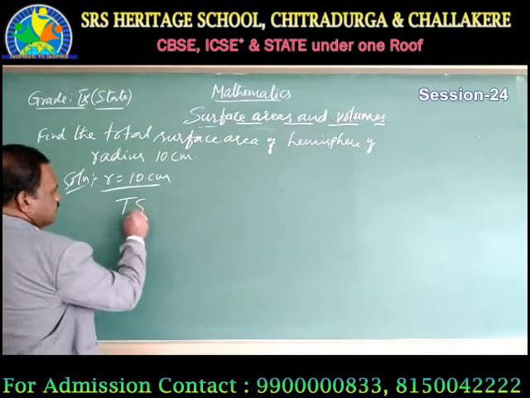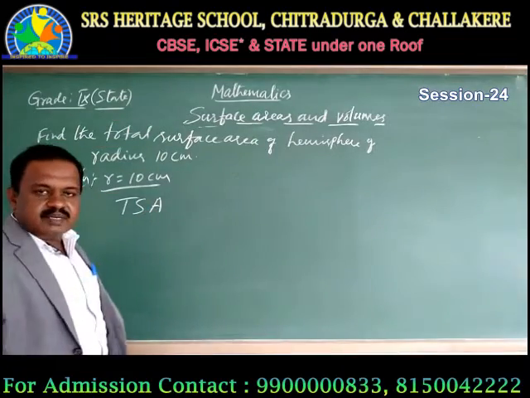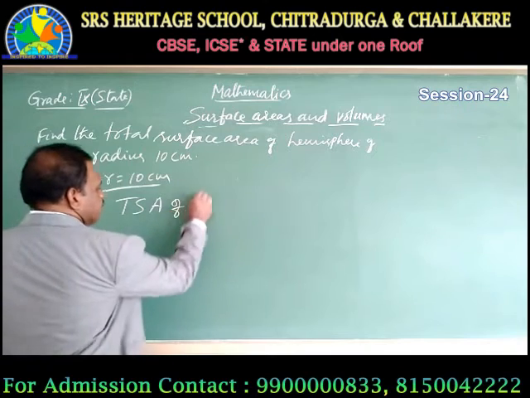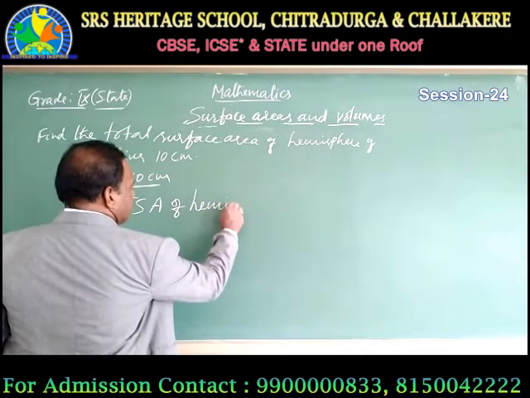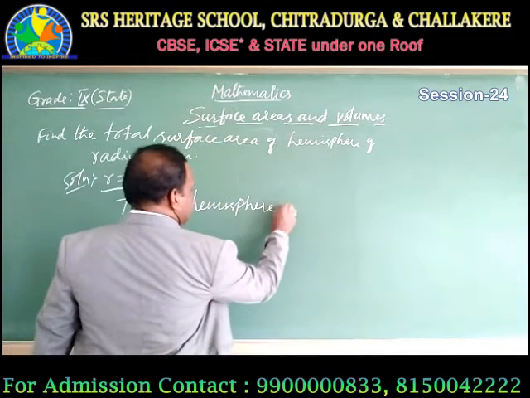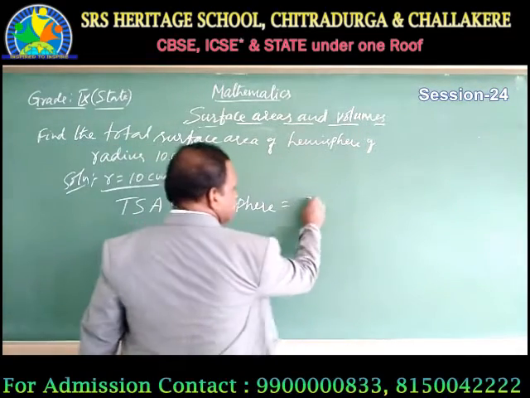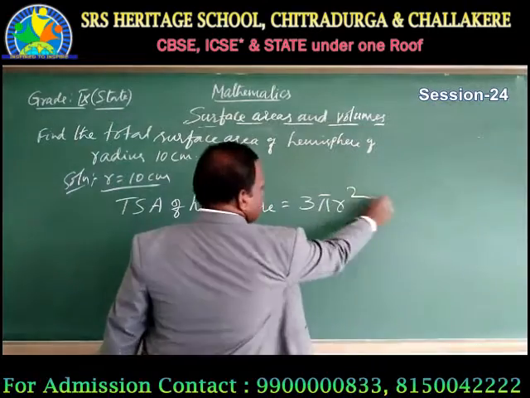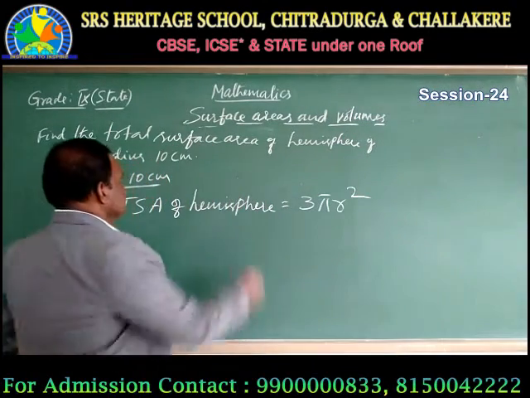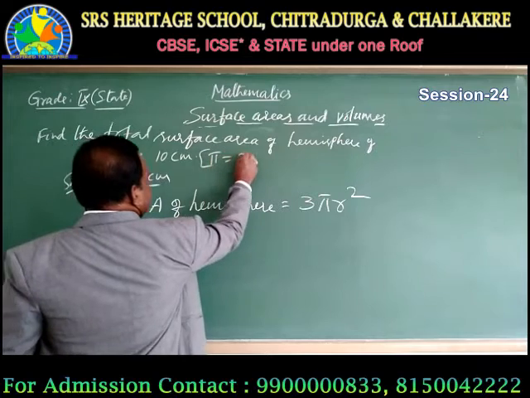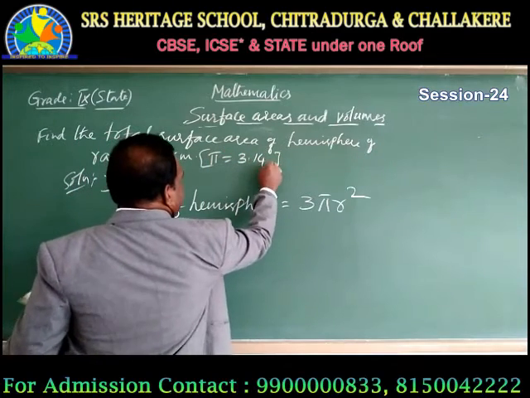So TSA is nothing but total surface area. So the total surface area of a hemisphere is equal to, what is the formula for the total surface area of a hemisphere? That is 3 pi r square. It is already given here. Use pi is equal to 3.14.